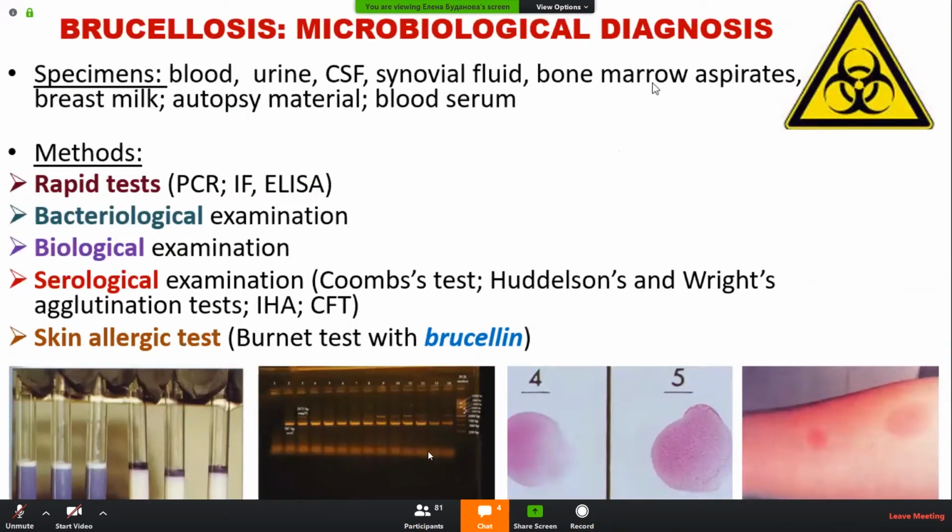Microbiological diagnosis. You can see specimens that include blood, because there is circulation in blood, there is bacteremia. Well, urine, cerebrospinal fluid, synovial fluid as joints are invaded, bone marrow aspirates, breast milk can be examined, autopsy material in fatal cases, and blood serum for serological examination, because serological examination stands among the main, the prevalent methods.